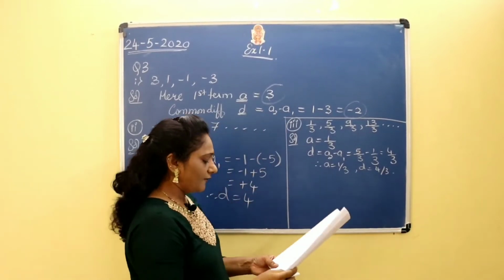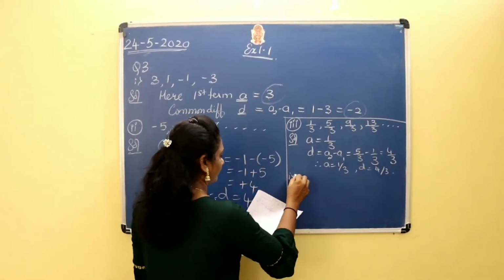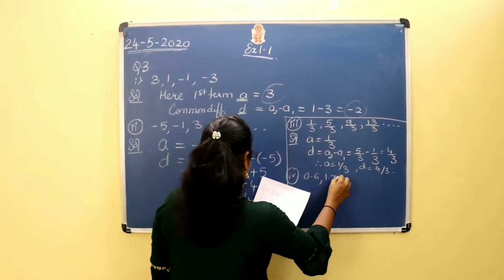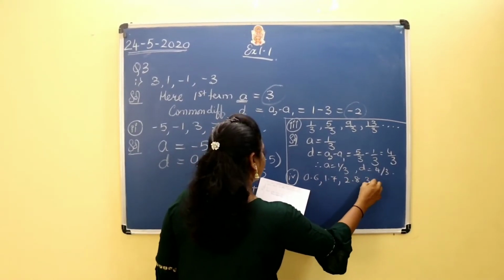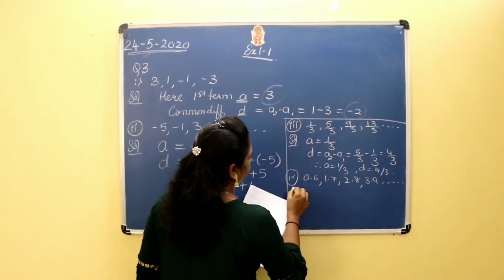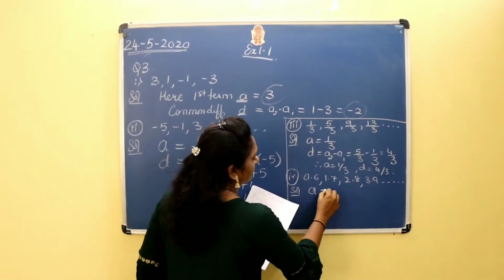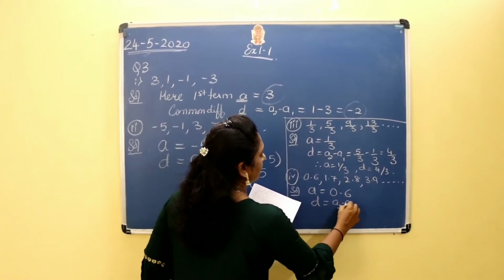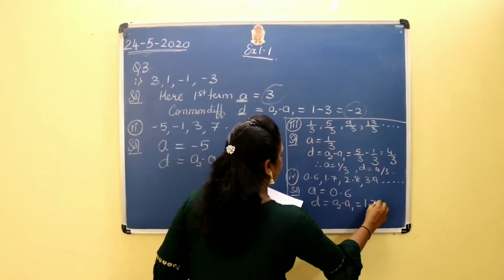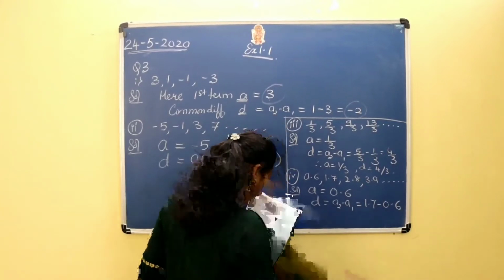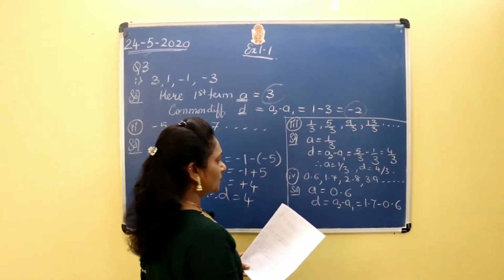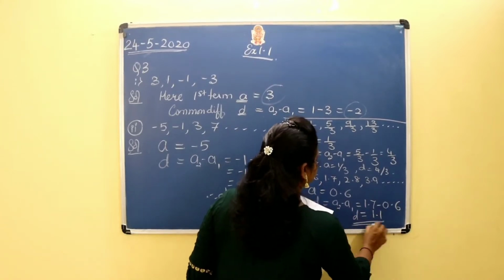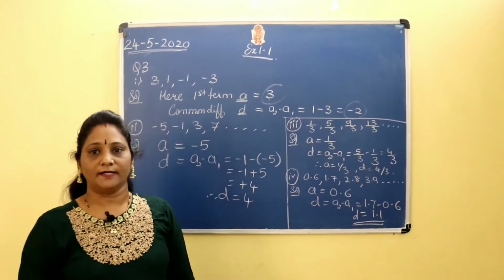The fourth sum: 0.6, 1.7, 2.8, 3.9 and so on. So here your a is 0.6, your d is a2 minus a1, 1.7 minus 0.6. So this will be 1.1. Therefore d is 1.1.